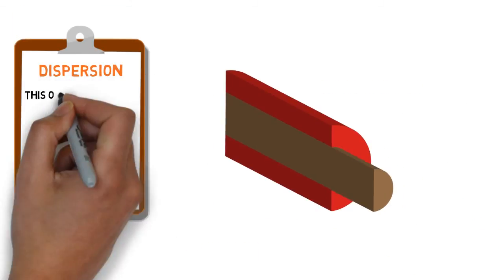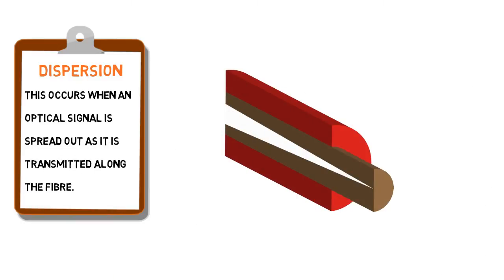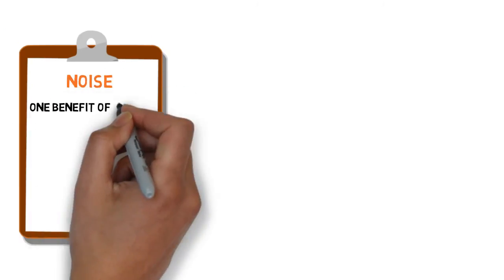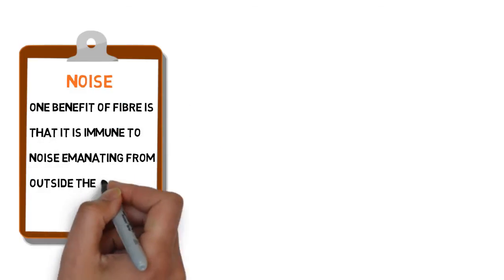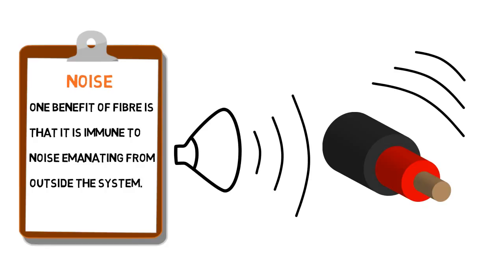Dispersion occurs when an optical signal is spread out as it is transmitted along the fiber. Noise can be any kind of interference. Fortunately, optical fiber is immune from any kind of noise emanating from outside the system.